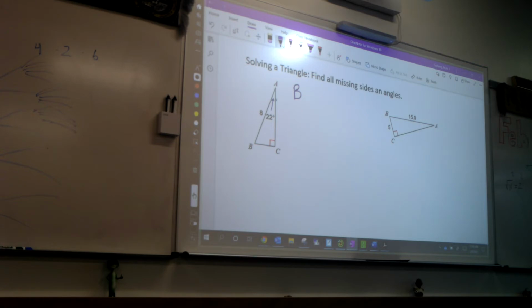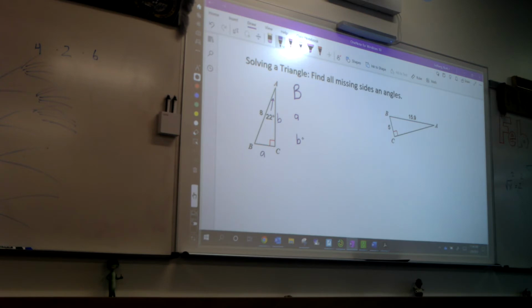Now, the sides are lowercase and they're always across from their angle. So here's A. So side A is going to be right there. We know side C is 8, but we don't know side B right there. So we need to figure out angle B, and then we need to figure out side A, and then we also need to figure out side B. We could do the angle pretty easily. Okay, now pause on there.